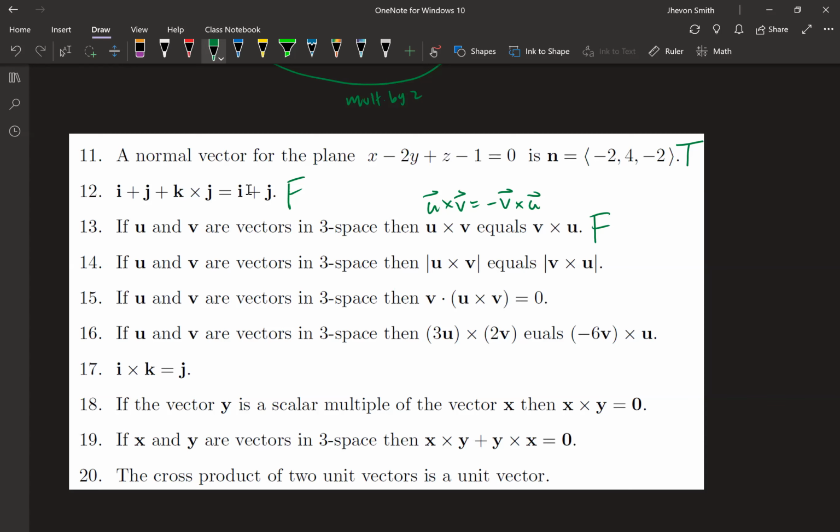The cross product is not commutative. The dot product is: A dot B is the same as B dot A, but the cross product is not commutative. It was a big deal that we made when we were talking about the cross product. What about the next problem, problem 14, 15 seconds?